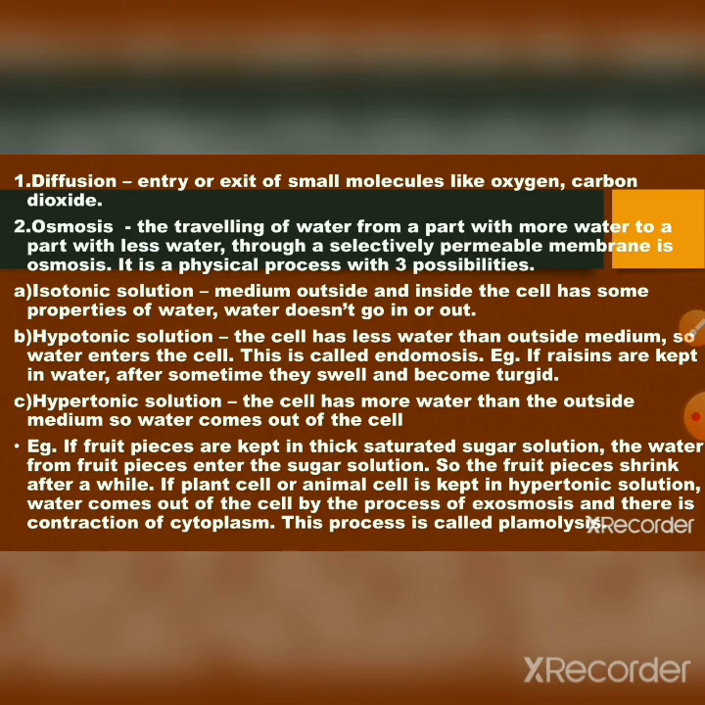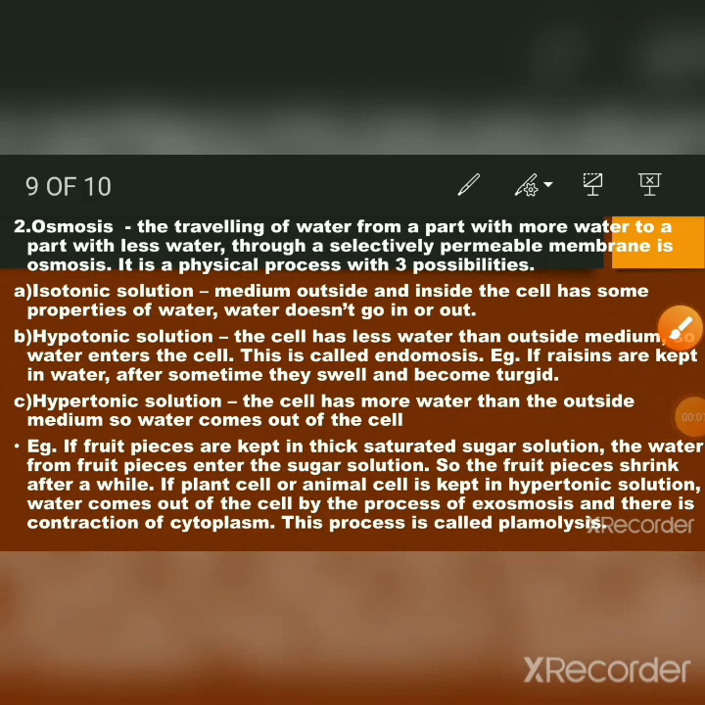Hypotonic solution: the cell has less water than the outside medium, so water enters the cell. This is called endosmosis. Example: if raisins are kept in water, after some time they swell and become turgid. The hypertonic solution: the cell has more water than the outside medium, so the water comes out of the cell. For example, if fruit pieces are kept in thick saturated sugar solution, the water from the pieces enters the sugar solution, so the fruit pieces shrink after a while.